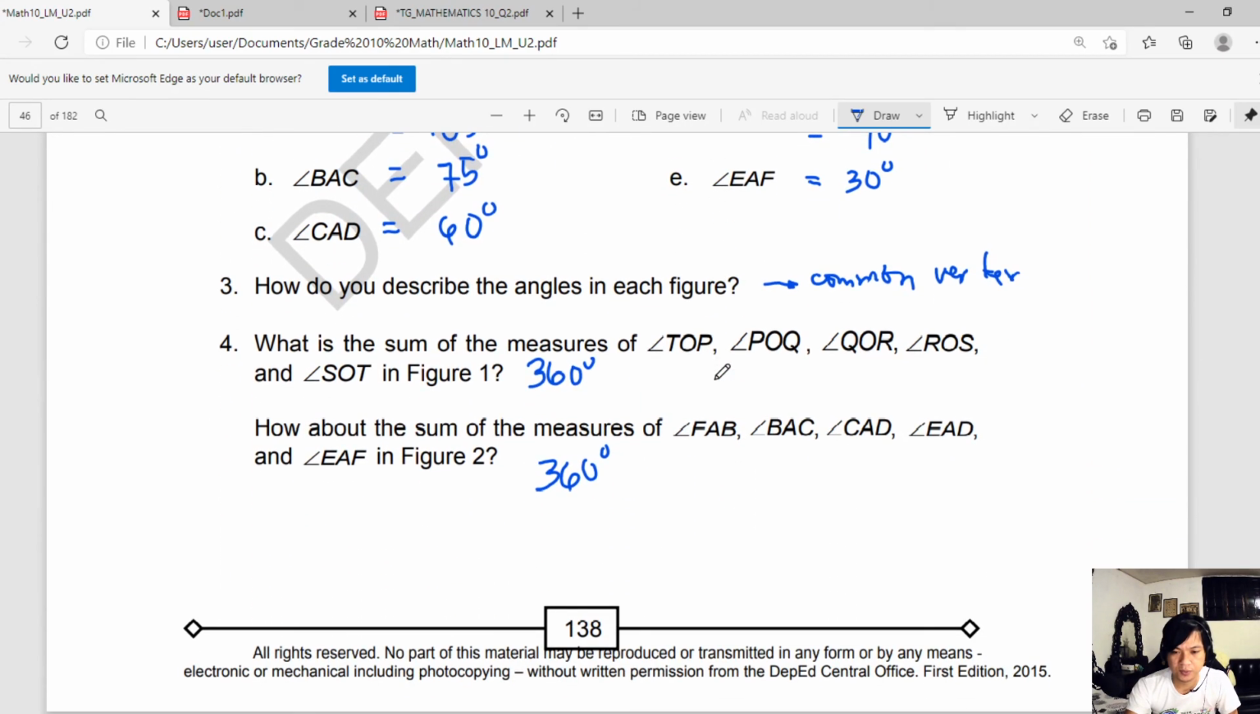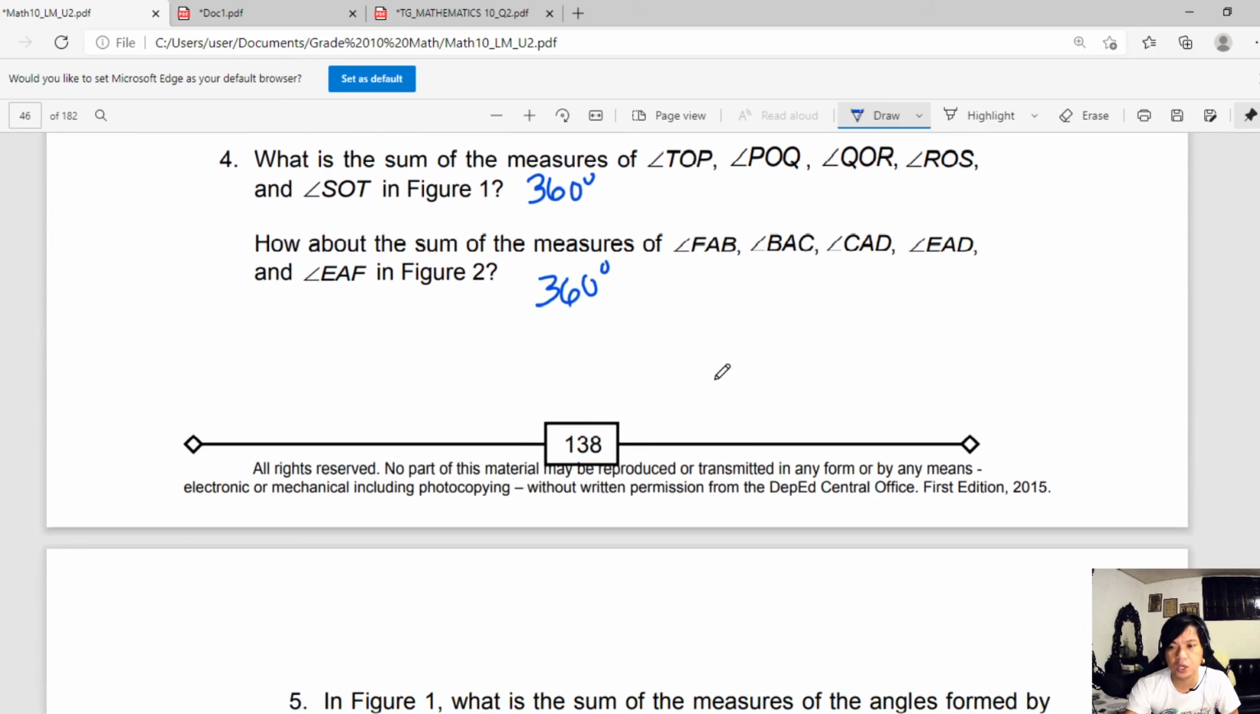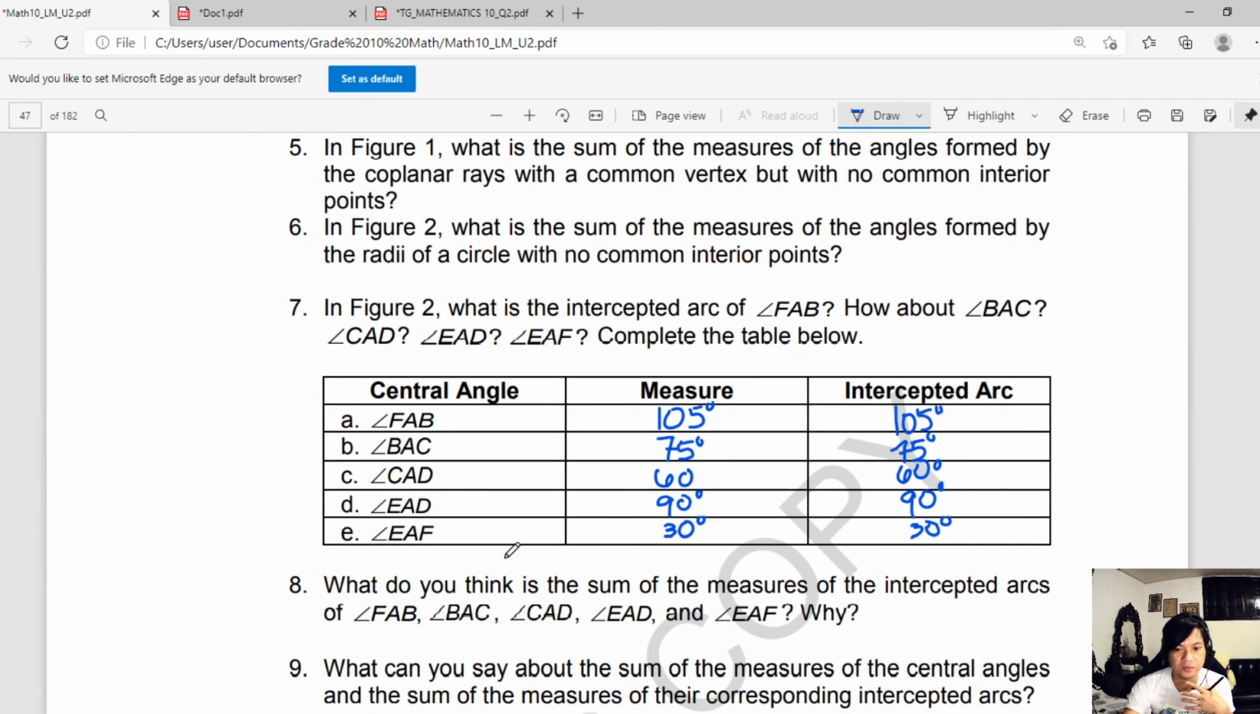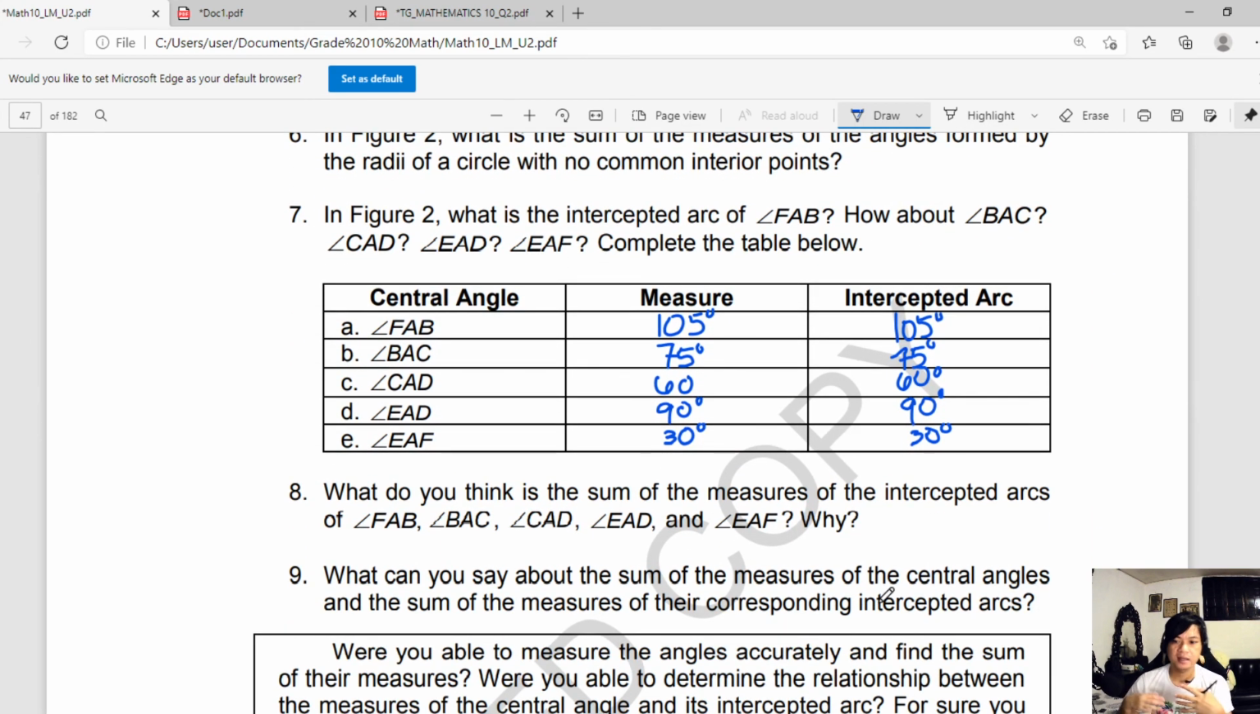So, sa panibagong video natin, we will discuss the central angle, the relationship between the central angle, kasi yung question dito, intercepted arc, the relationship between the central angle and the intercepted arcs. So, ito lang muna yung discussion natin for this video, for this week, because we will discuss the central angle next week.